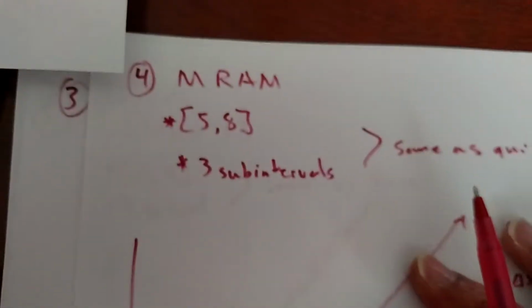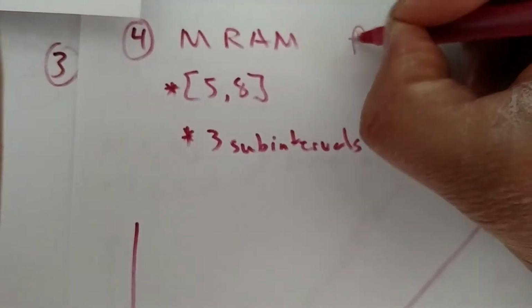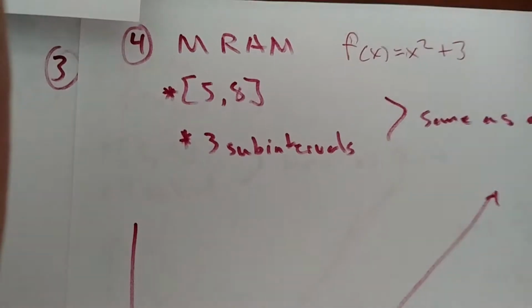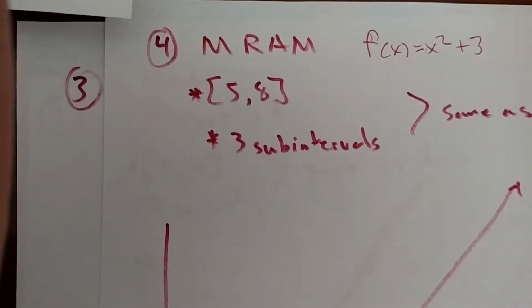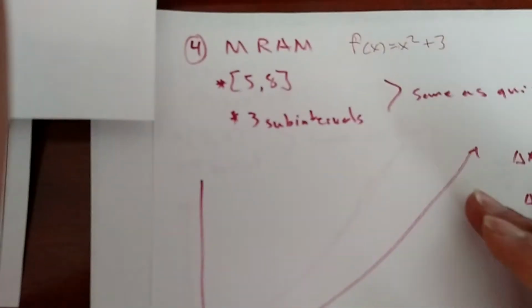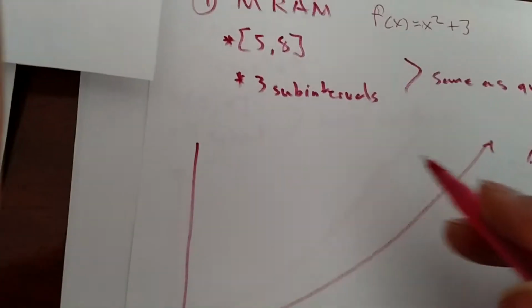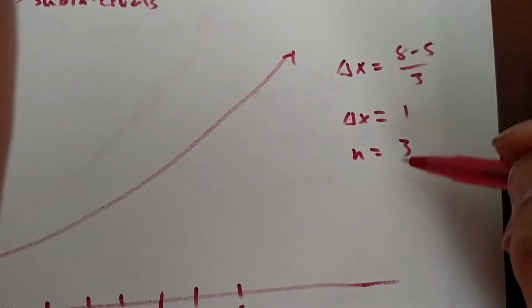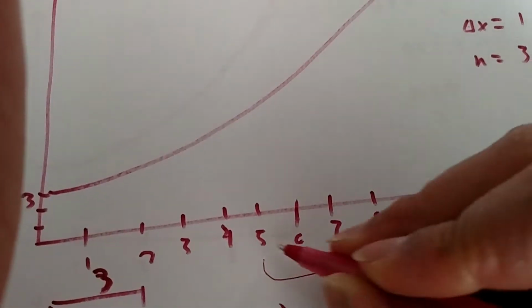So here we have an MRAM. The function is still the same. I didn't write it down. X squared plus 3. By the way, this is just for your own benefit. You don't have to watch this. This is so you can know what to do on your take-home quiz, which you already should. All right. So 5 to 8, 3 subintervals. Let's calculate our delta x. It's 1, n is 3. So 5 to 8. This is what we're working with.